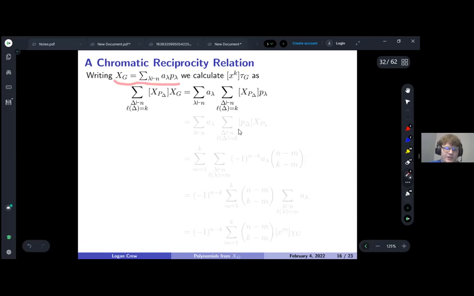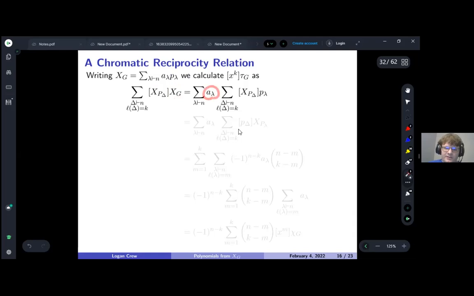Let's say that we have X_G written in the p basis. Then by definition, we are going to calculate the coefficient of x^k in the tree polynomial by this sum. So we can just sum over this path basis. We can pick any set of trees, right? Any set of trees to determine the coefficients of the tree polynomial. So we might as well pick paths because they're nice to work with. And then we are just going to rewrite this by expanding X_G into the p basis.